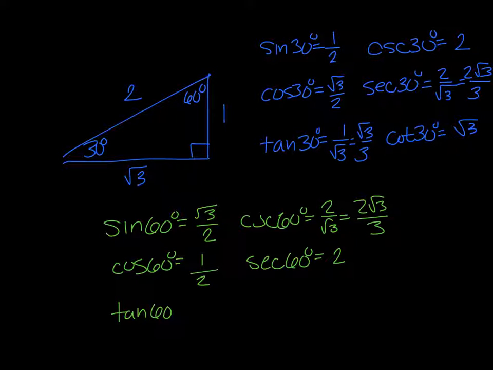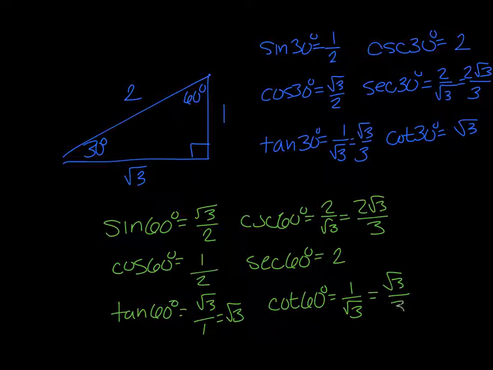Tangent of 60 degrees would be the opposite over the adjacent, so I just get root 3. And cotangent of 60 degrees would be the adjacent over the opposite. And then I rationalize that, so I get root 3 over 3.